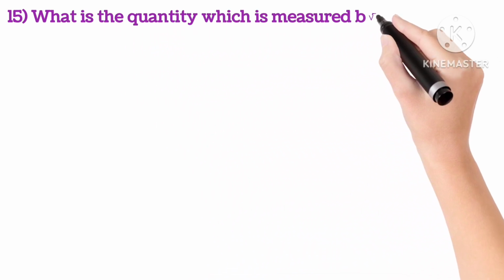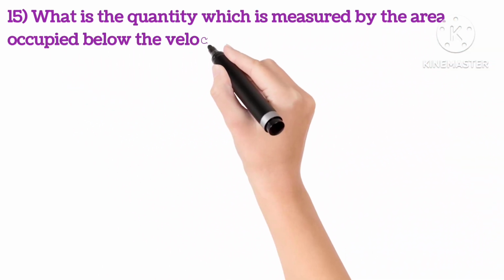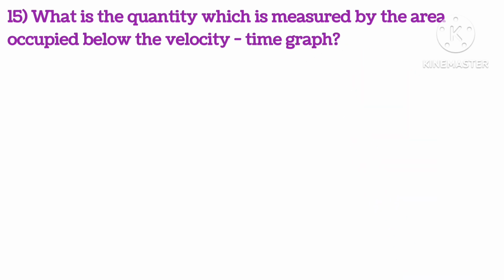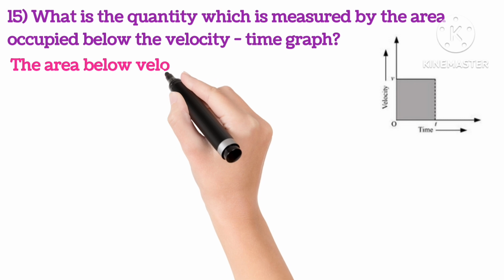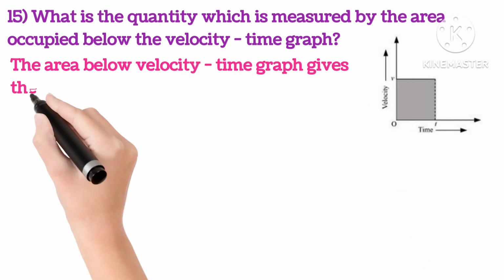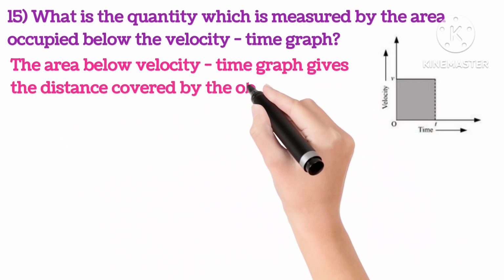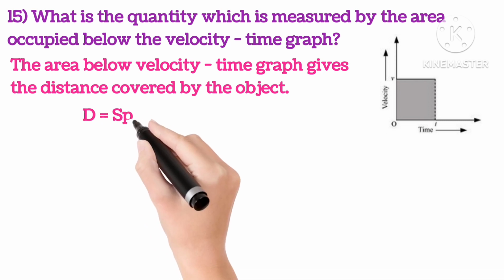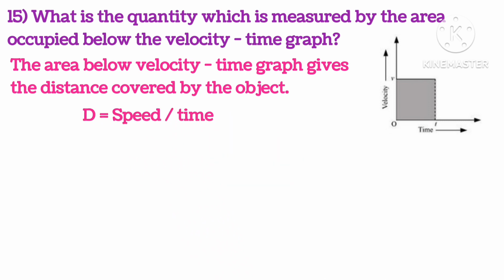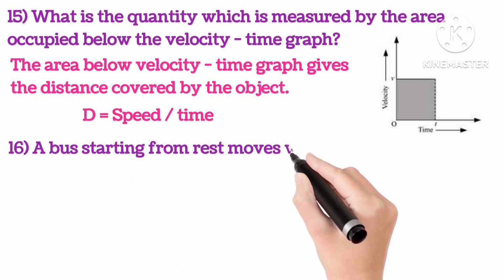What is the quantity which is measured by the area occupied below the velocity time graph? As you can see here, the area below the velocity time graph gives the distance covered by the object. We know distance is equal to speed or velocity times time.